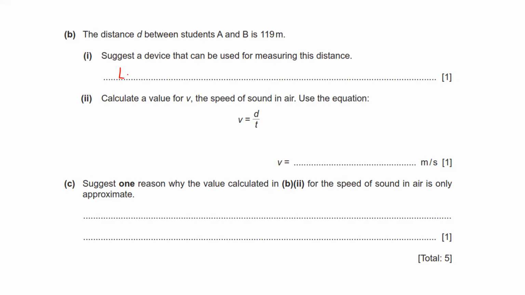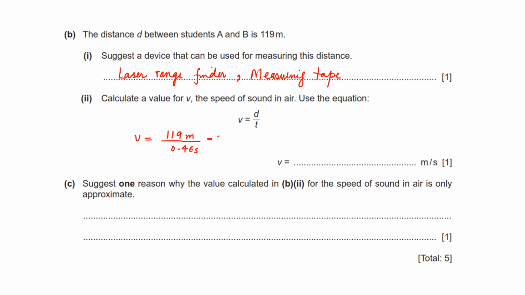So you can use a laser range finder or a measuring tape, a long one for this matter. Then it says calculate the value of V, the speed of sound in the air. Use the equation V equals D by T. So we have distance 119 meters and time 0.46 seconds.